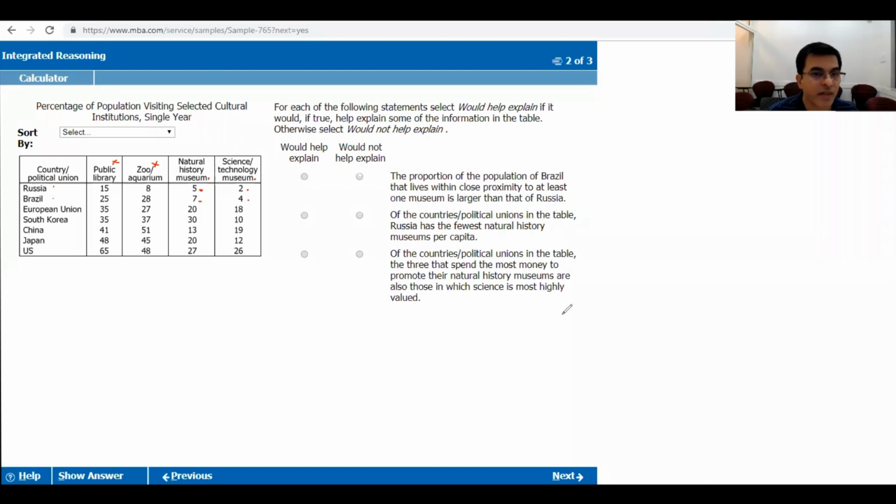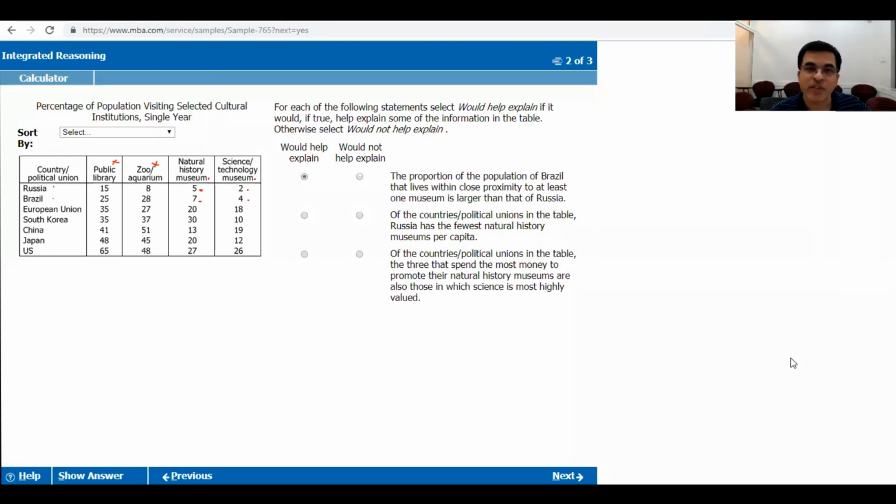Yeah, so the answers are correct. It would help explain, because clearly if this is true, that more Brazilians, or a larger percentage at least, live close by to a museum, it is quite likely that they tend to visit a museum more often, and therefore it's a logical explanation. So for this particular thing, we will mark would help explain.